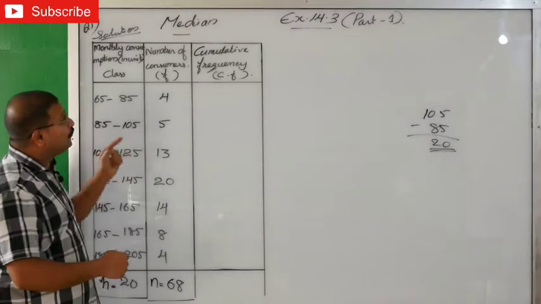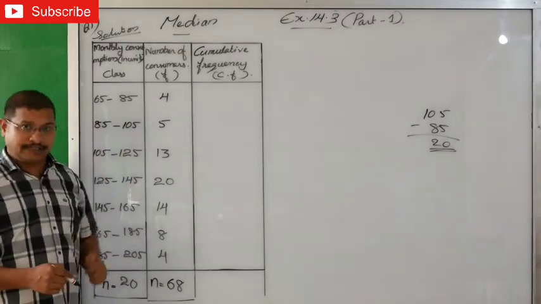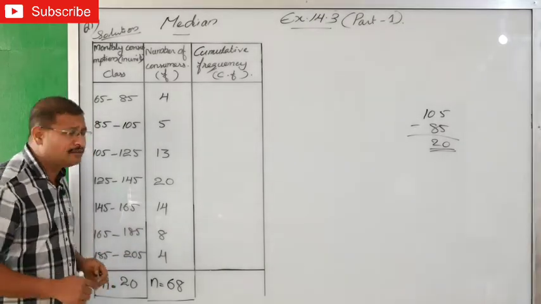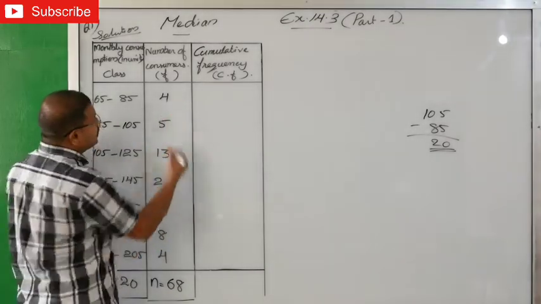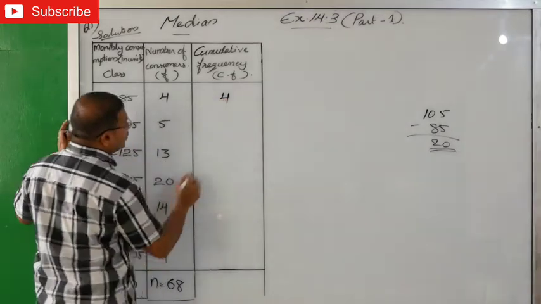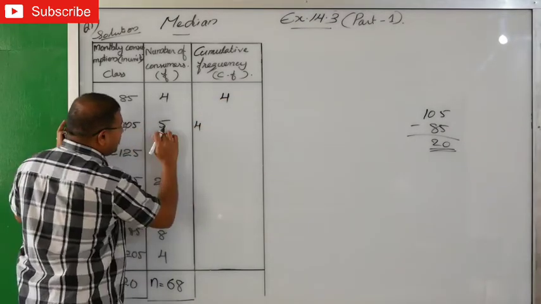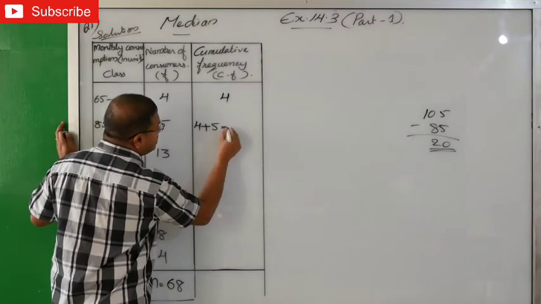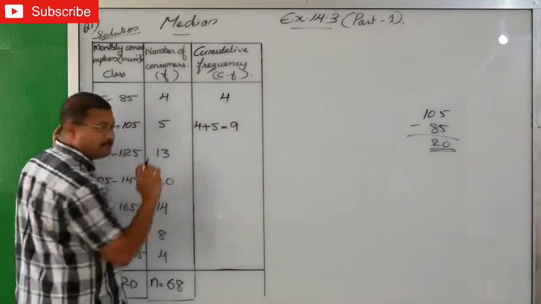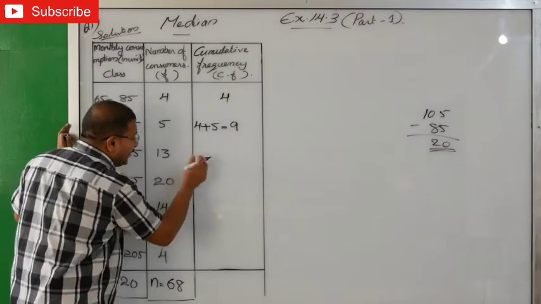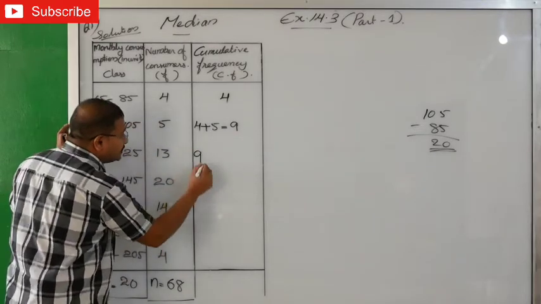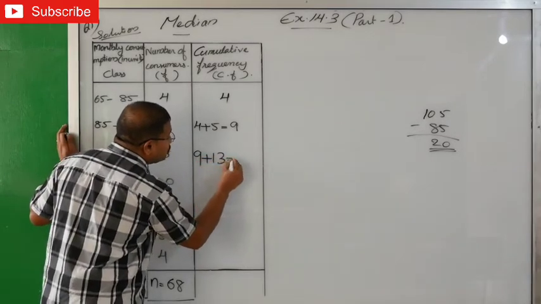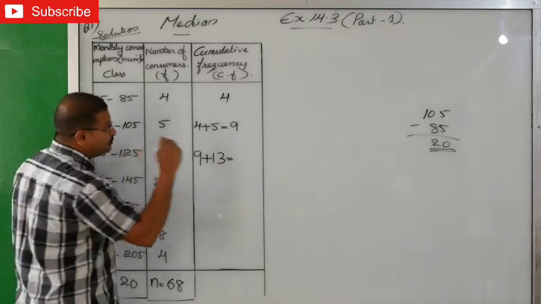Now we will go for cumulative frequency. How to do cumulative frequency? We will add. First we write this 4. After that, I will write the 4 here. Then this 5 will carry here. That means 4 plus 5 equals 9. Then this 9 will be written first, and this 13 will be brought here. That means 9 plus 13. How much will you get? 22.